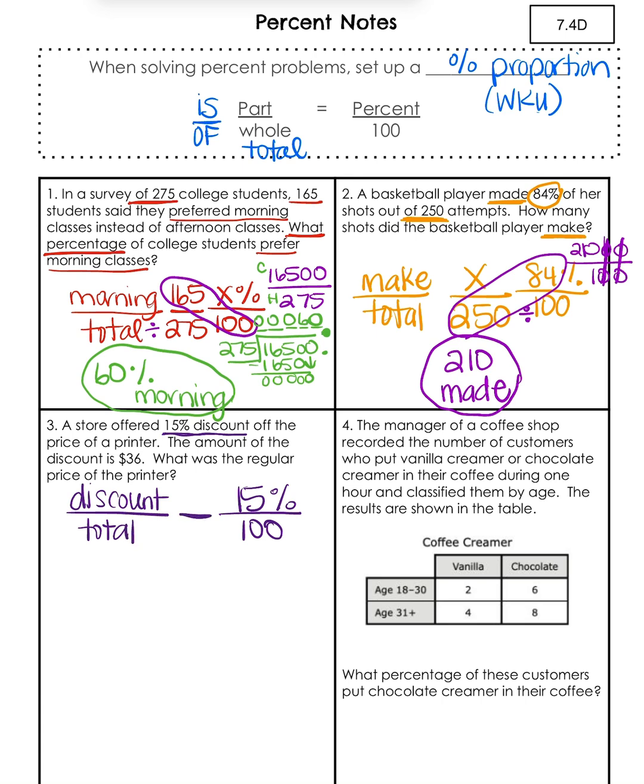It says the amount of the discount is 36. So this time, instead of giving me an "of" word, they gave me an "is" word. And remember, "is" goes on top of my fraction. So the "is" is 36. And it says, what was the regular price? Well, the regular price would be the total. So in this case, I'm looking for total, which is different than the ones we did above.